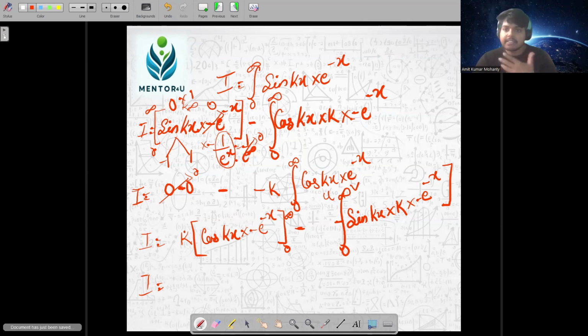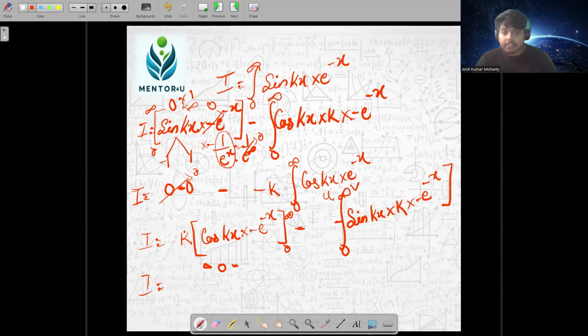Cos kx, if x is infinite, will give me a what? Same value as sine, a definite value within 1 or minus 1. So a finite value multiplied with 0. The output will be 0. So for infinite, the output is how much? 0. Correct?